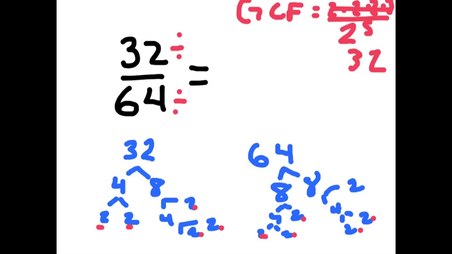So we want to divide the numerator by 32 and the bottom, the denominator, by 32. And 32 divided by 32 is 1. 64 divided by 32 is 2. It's the same as 1/2.